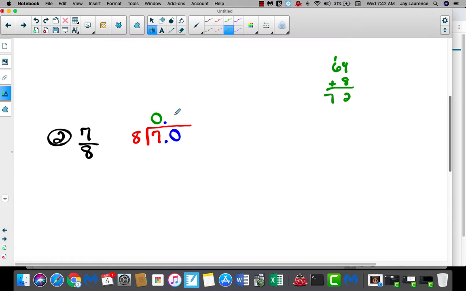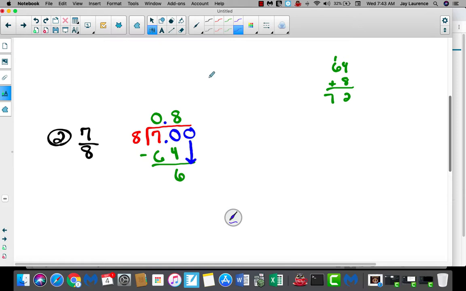So the answer to the question, how many times does 8 go into 70, would be 8 times. Now, 8 times 8 is 64, and now I subtract. 70 minus 64 is going to be 6, and then, of course, I can bring down another 0.